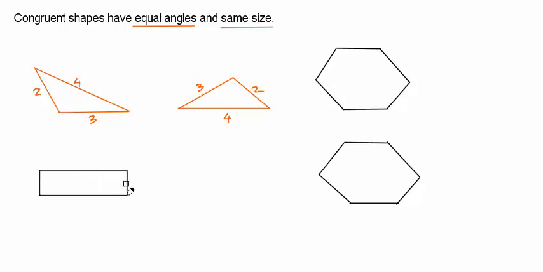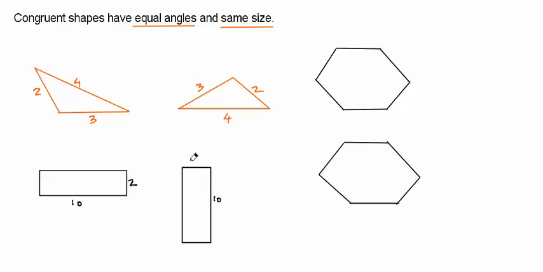And a rectangle is congruent to another rectangle that's got the same size. So if the length on this one is 10 units, the length on this one has to be 10 units, and the widths also have to match.